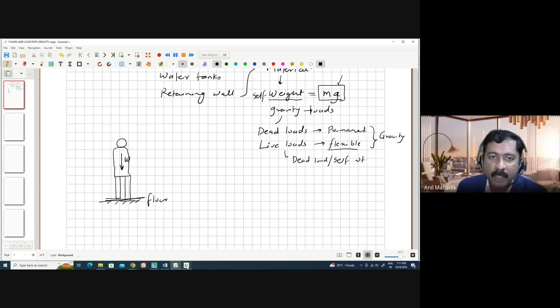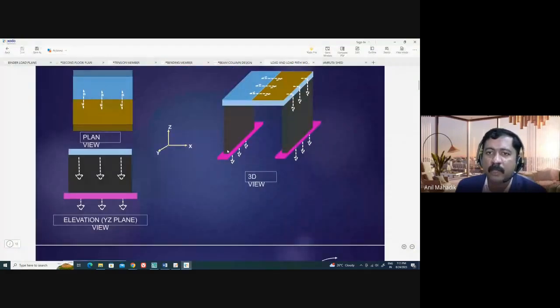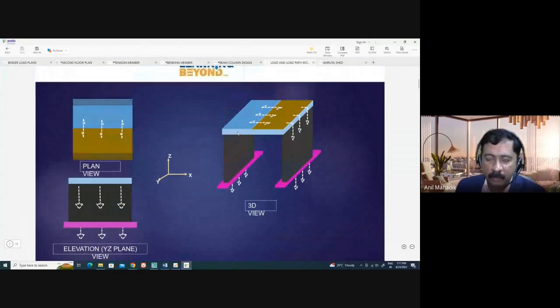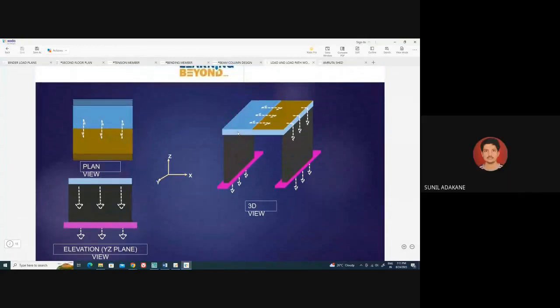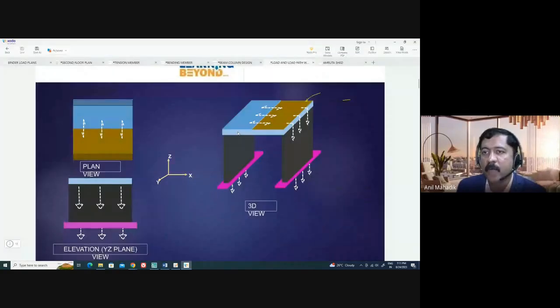Now let's see one example. If you see this small structure, there are walls here, and there is a slab resting on the walls. Now tell me what loads you see in this structure? Slab load, wall loads. Yes, slab load means slab weight or slab self weight, right? Why is the slab having self weight?